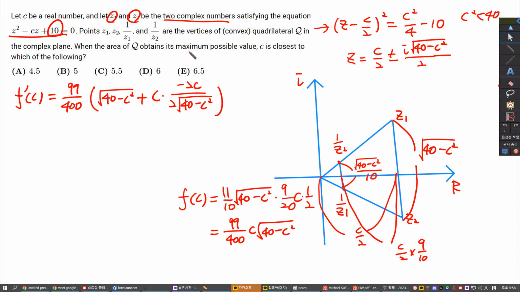And in the case of a maximum, this derivative is 0. So this parenthesis should be 0. That means this should be 0, so c squared is 20. So c is the square root of 20. From the choices, which number is close to the square root of 20? When you square them, A is close to the square root of 20. So the answer is A.